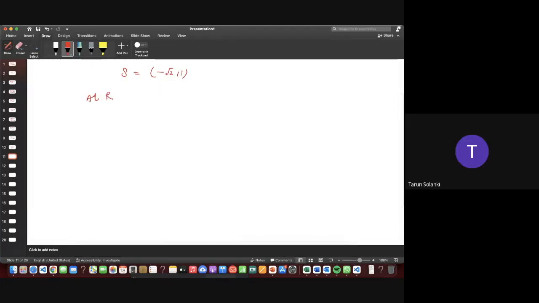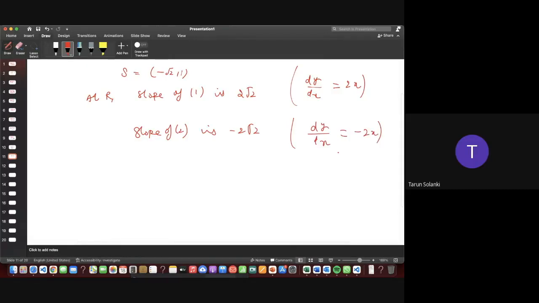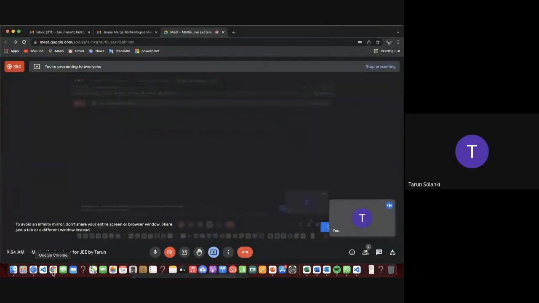So at R, slope of 1 is 2 root 2. You can solve by putting values, where dy by dx will become 2x. Similarly, slope of 2 is minus 2 root 2, where dy by dx is minus 2x. These are very basics. So now tan theta is 2 root 2 plus 2 root 2 by 1 minus 8, which is 4 root 2 by 7. So theta is tan inverse 4 root 2 by 7. Okay, so with this, you can copy this problem. This may be asked in advance also.